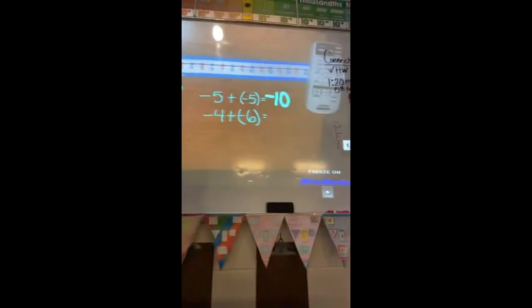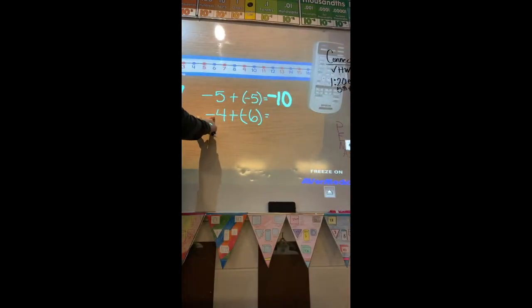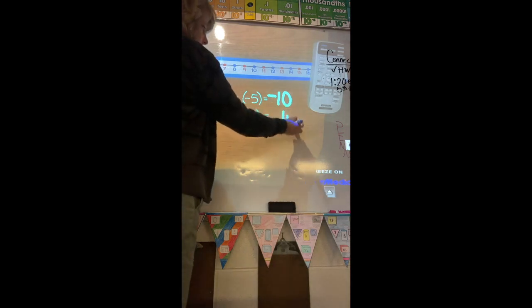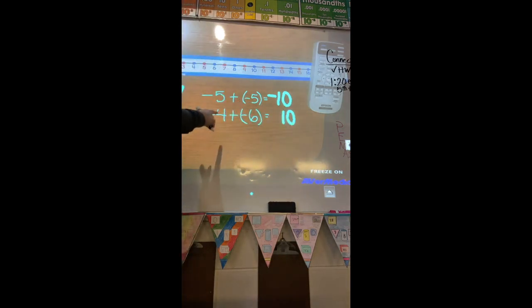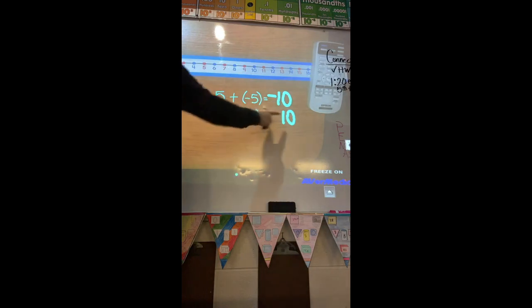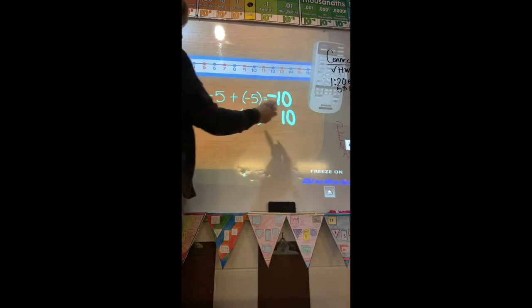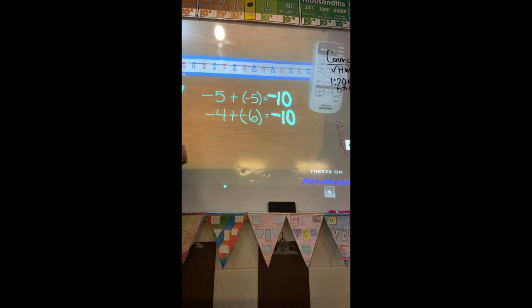So, same signs, add and keep. 4 plus 6 is 10. Keep same signs, add the numbers, keep the same sign. Same signs, add and keep, different signs, subtract. Take the sign of the higher number, then it'll be exact.